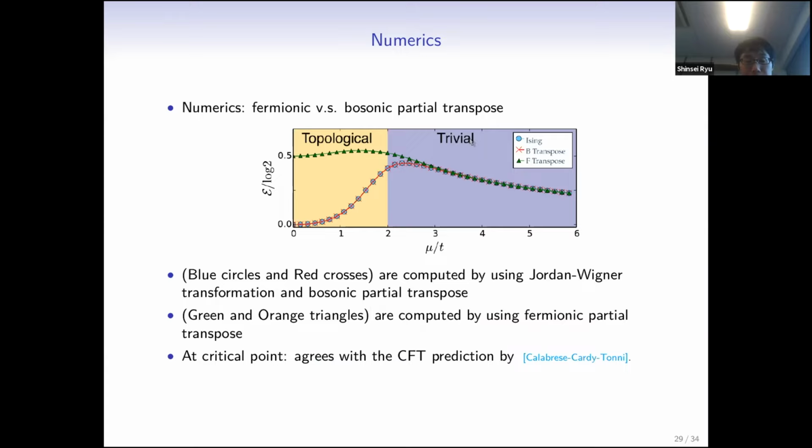Another check is at the critical point. Here it's an eight-site chain, so we don't see any structure. But as we make the system size bigger and bigger, we eventually get a conformal field theory result at the critical point. So using our definition of entanglement negativity, we can recover the known conformal field theory prediction. That's another check. Okay.